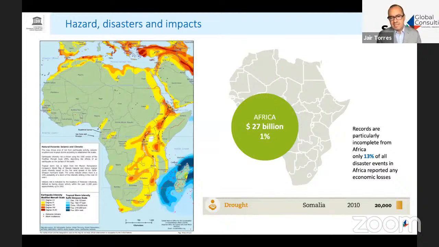Just to give you an example, in Africa between the year 2000 and 2010, we calculate the losses at around 27 billion, which represents only 1% of the total losses in the world. Nevertheless, the context of the African region is very particular, because it is believed that only 30% of all disasters happening in Africa are being reported. We have a lack of reporting on what is happening in the African region, so we believe that the amount we have calculated for damage and losses does not represent the real situation there.